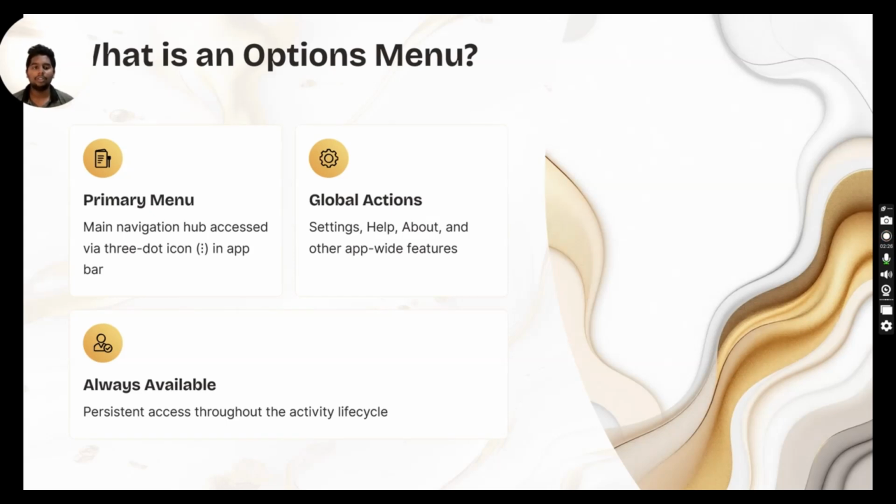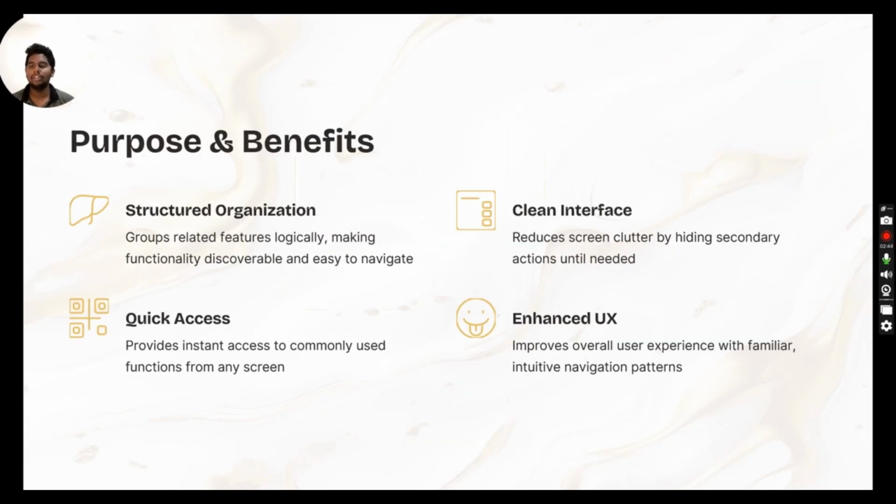So the key points we are going to discuss are: it provides global actions like settings, help, and about, as discussed in global actions. It is always available through the activity lifecycle. So this is about options menu. In the next slide, we are going to discuss purposes and benefits.